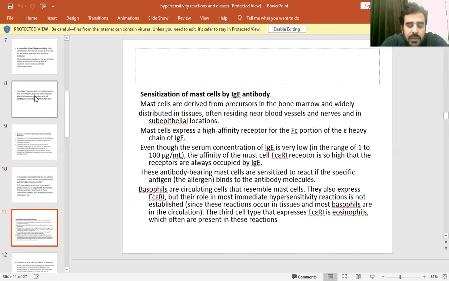First thing was the production of the IgE antibody. Now what is happening again? In the next step, there will be the sensitization of the mast cells by IgE antibody. Now how is that occurring? Mast cells, let's discuss them.